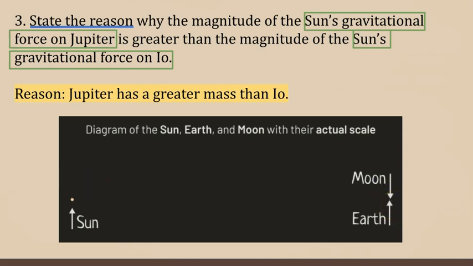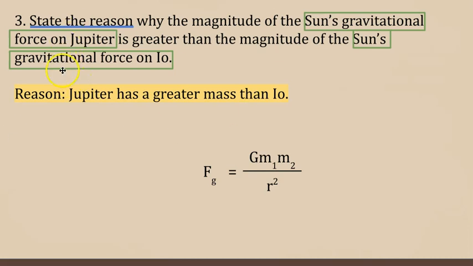And so again, for that reason, we would say the answer to question 3 is just Jupiter has a greater mass than Io. That one is a really big difference. The distances are going to be too small to even really distinguish.